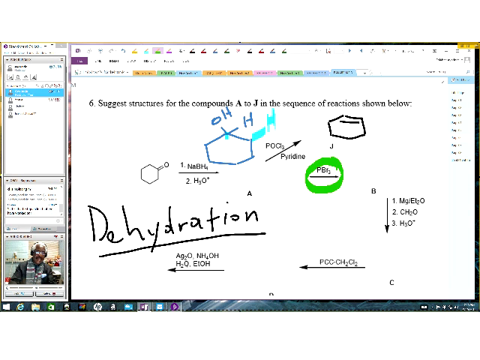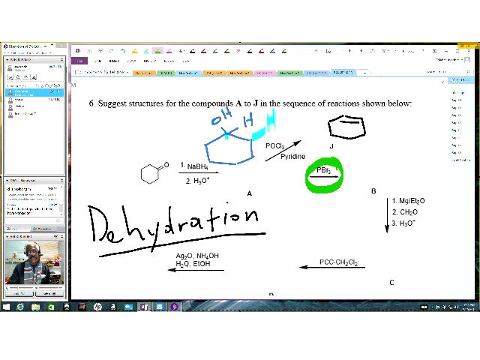Phosphorus tribromide. Okay, Chelsea, you are welcome. I see Chelsea has joined us. Chelsea is asking, is this the first question that we have worked on today? Yes, we started with question number 6. Very good. Ayana, also, you are welcome.